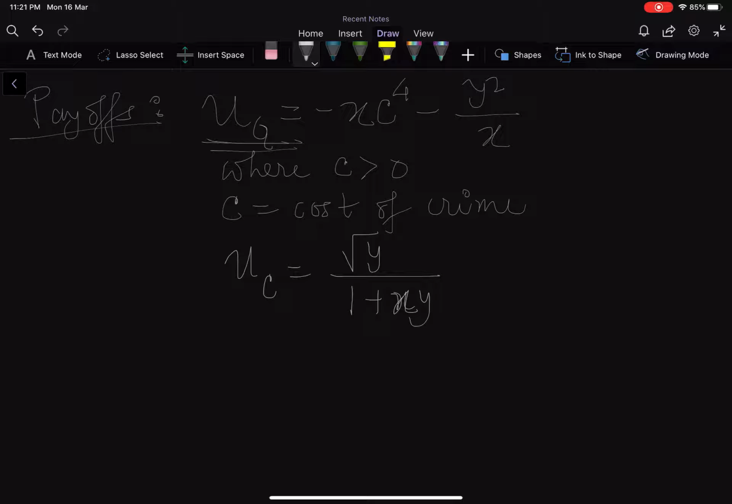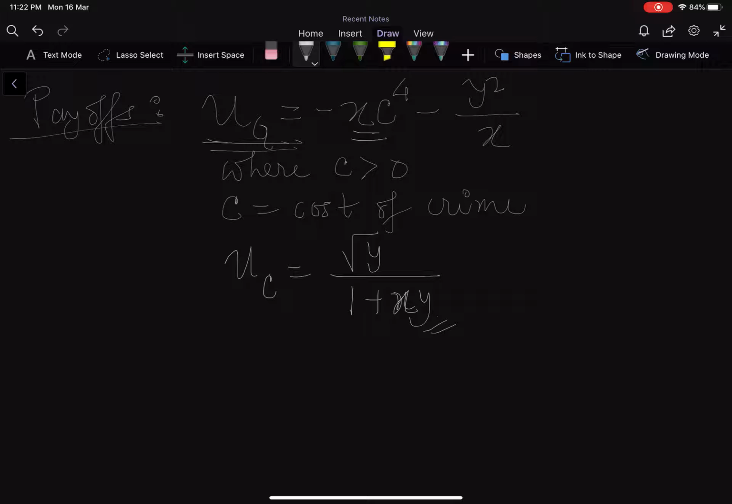So these two are the payoffs. Now what would they do? Notice that UG, the government, only controls x, and the criminal only controls y. But their payoff depends on the strategies of the others. So this is like a Cournot kind of situation where one player's payoff depends on that player's strategy as well as the other player's strategy. So in this case, what to do? Again, you apply the idea that you have to find best responses.